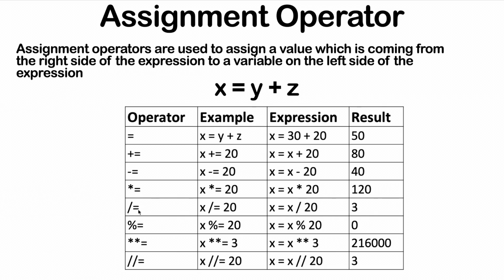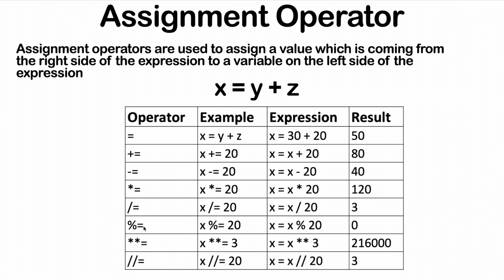Now the fifth example is nothing but the division equal assignment operator. In this case, we have the value of x as 60, then 60 divided by 20 will be 3, and the result 3 will get stored into the variable x. So in order to achieve this, all you have to do is write the expression with this assignment operator, which is nothing but division equals.